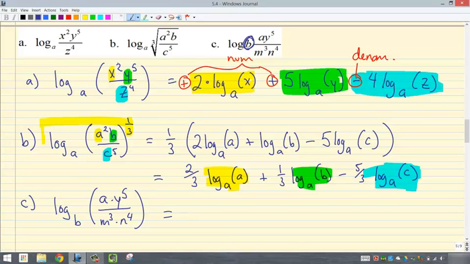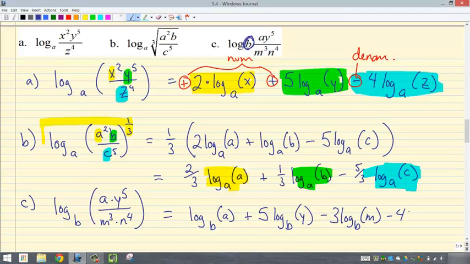And so this one has 4 components, and we'll just take them one at a time. Log base b of a, that's pretty easy, plus 5 log base b of y, minus 3 log base b of m, minus 4 log base b of n. And one thing to notice is that m and n both have negative signs in front of their coefficients because they're in the denominator. They're using the quotient rule.